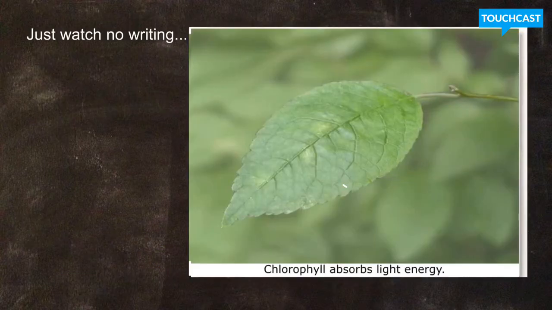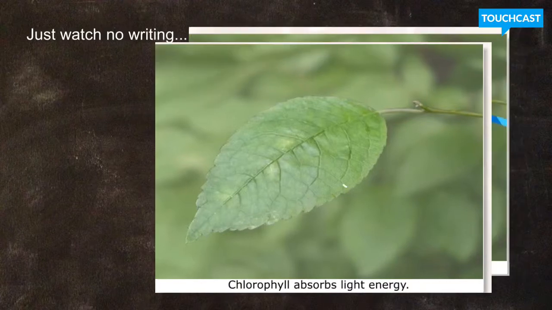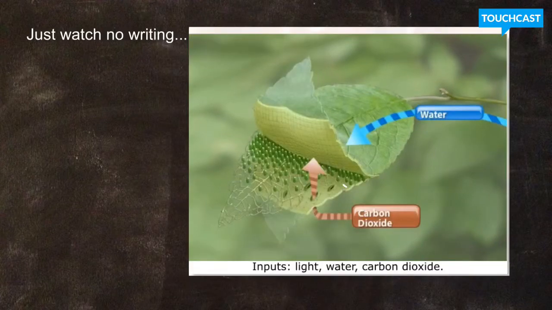Let's review. So inside every plant, there are plant cells, and inside those plant cells, they have chloroplasts, and those chloroplasts contain a green pigment called chlorophyll that absorbs all the light energy to produce and start photosynthesis. Then next, the plant brings in carbon dioxide and water. So the input, what goes in, is light, water, and carbon dioxide.